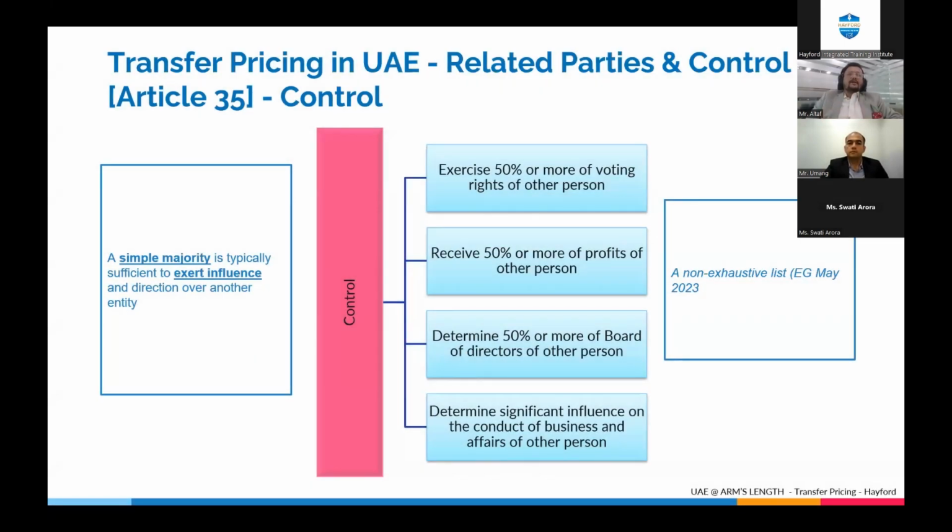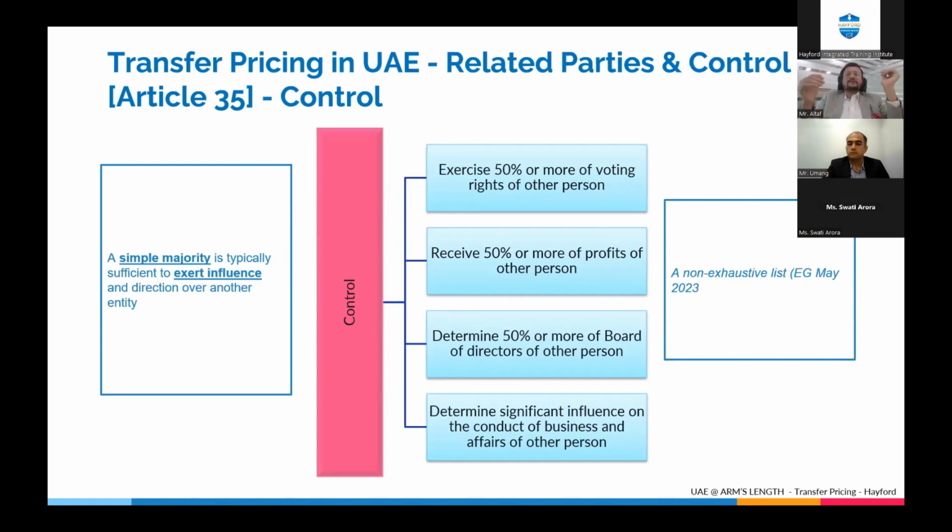So the same Article 35 talks a little bit about control. We've already discussed, I mentioned the same thing. I'm going to repeat that the 50% rule you can see on here in the first 3 boxes. To easily understand, a simple majority is typically sufficient to exert influence. So what is a simple majority? Usually it is seen as 51%. But please remember, in UAE, in those organizations where even 2 shareholders exist, each of them has 50%, then we will still say that both of them are in control of that entity. That is why UAE corporate tax has considered not 51% but 50%. So control would exist even in 50% case as well.